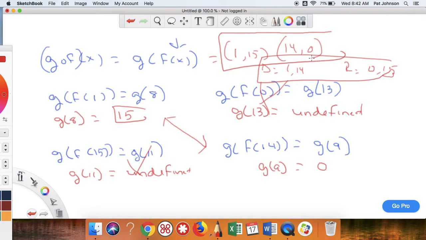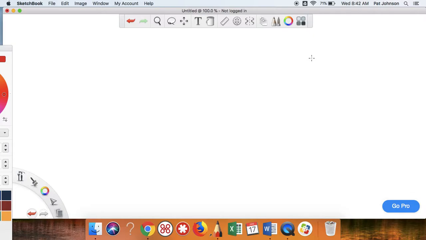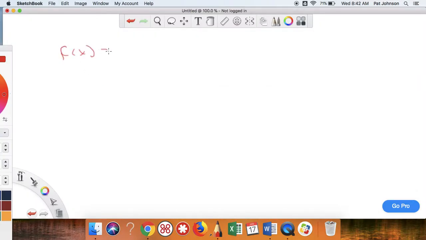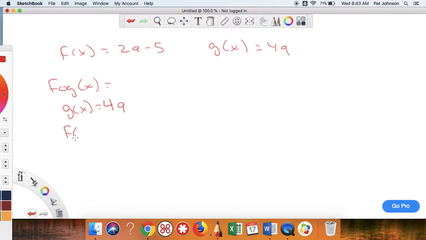So let's look at one with functions, which you're used to doing, which is going to be example B. All right? So they give us f of x equals 2a minus 5, and g of x equals 4a. They want us to find f of g of x. Okay, so the first thing we're going to do is start with g of x. You always start with the inside, which is 4a. Now I need to do f of that. Remember, that's now the range of 4a. So I'm putting this in wherever I see the a value for f of x. So this becomes 2 times 4a minus 5, which simply equals 8a minus 5. And there's no restrictions on either one, so the domain is all real numbers.